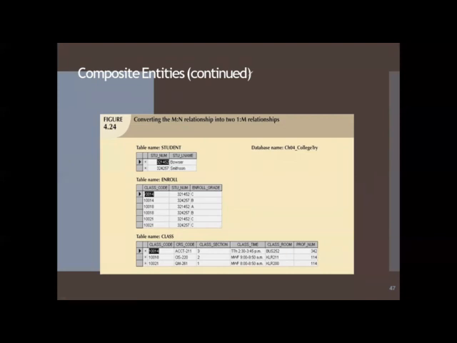As we can see, the class code enroll code generate to class table, and then the student number generated by the enroll table. This is the converting from the many-to-many relationship into two one-to-many relationships.